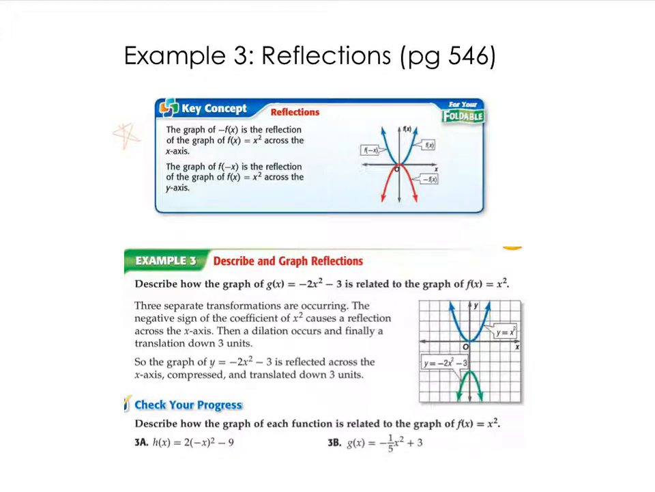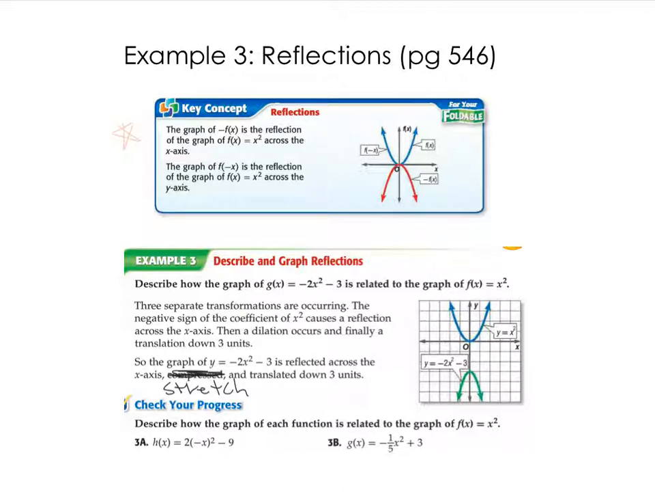So example 3, this is just one that we'll talk about briefly. It's not in your notes, but describe how the graph of g of x equals negative 2x squared minus 3 is related to the graph of f of x equals x squared. So g of x equals negative 2x squared minus 3, and we need to relate that to the graph of f of x equals x squared.